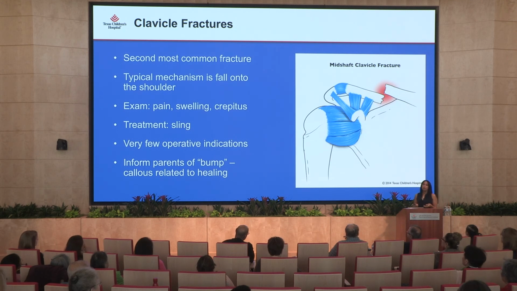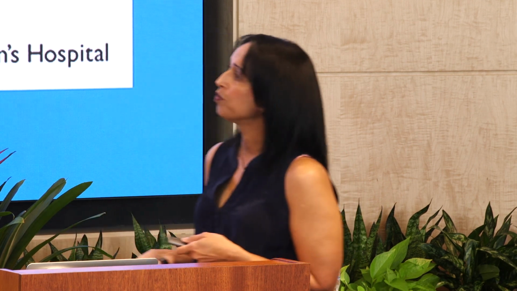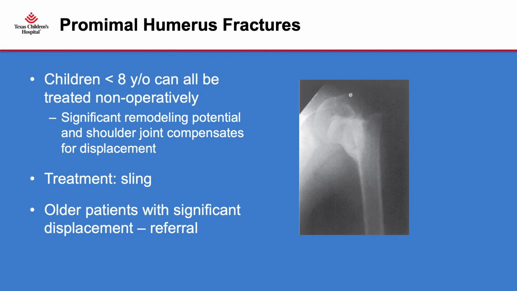The thing you want to inform the families of is that once the bone heals, there's going to be a bump there because that area is going to have a lot of callus. And the clavicle is so superficial that that's very noticeable. Over time, that callus is going to remodel and it's going to be smooth again. But you just want to counsel them so they're not unhappy with that initial appearance that might be there for 3 or 6 months.